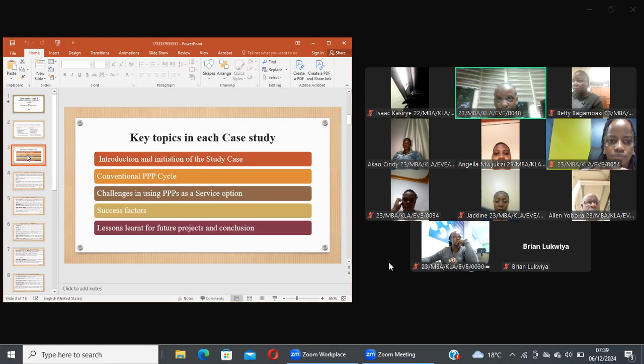The key topics will have the introduction and the initiation of the case study, the conventional PPP cycle that was followed, the challenges in using the PPPs as a service option, success factors, and the lessons learned for future projects, and a conclusion.